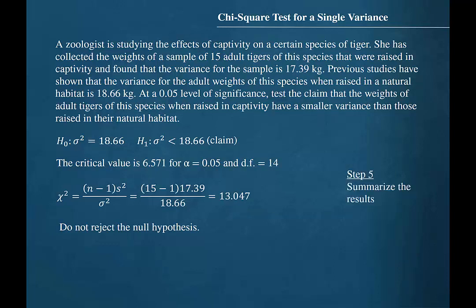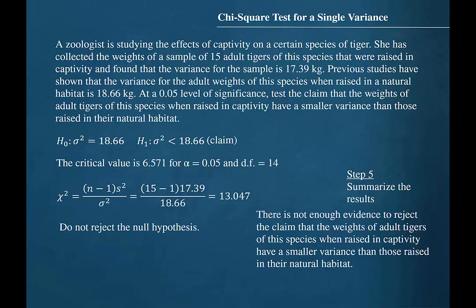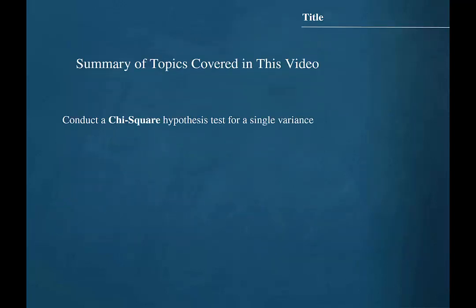Step 5 is to summarize the results. Since we decided that we would not reject the null hypothesis, our conclusion is that there is not enough evidence to reject the claim that the weights of adult tigers of this species when raised in captivity have a smaller variance than those raised in their natural habitat. In this video, we learned how to conduct a chi-square hypothesis test for a single variance.